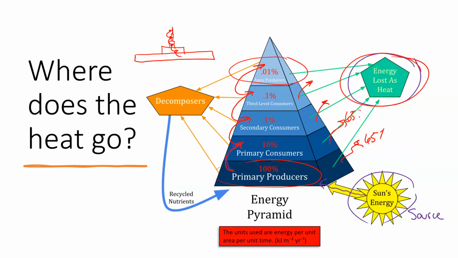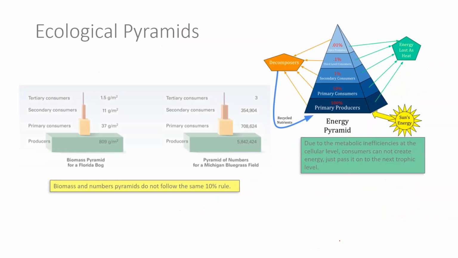One thing that I need to talk about is that most of the time when you see these energy pyramids, the units that they are going to be specifying on the amount of energy that is available at each level will be in kilojoules per area per unit time. Okay, so kilojoules per meter squared per year is typically the unit.